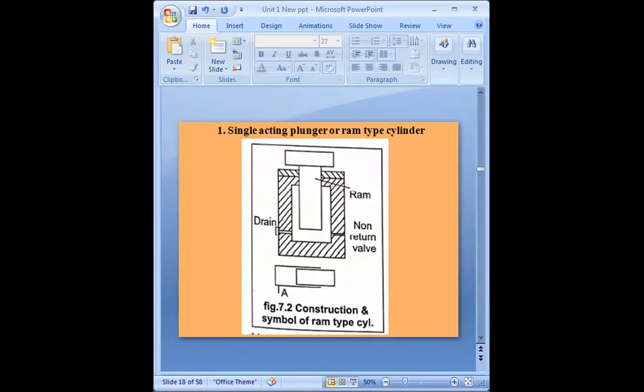So let us start with the first one, the single acting plunger or ram type cylinder. A single acting plunger or ram type cylinder is designed to apply force in one direction only. Getting it? So what is the basic constructional difference between the ram and this ram type cylinder?